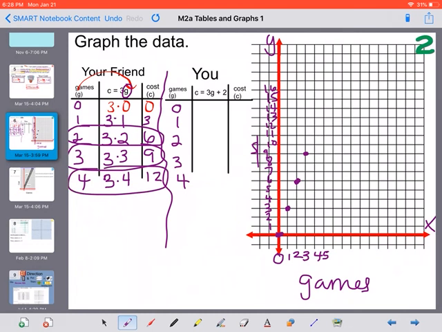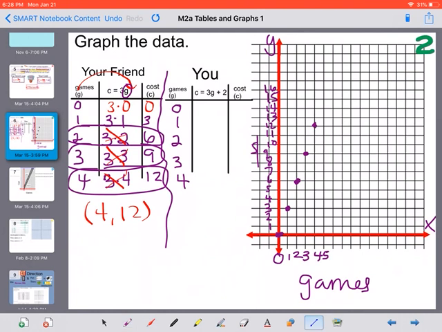So when I'm graphing my information, I'm not graphing this information in the middle, that's just helping us get to our answer. So this 4, 12 is really (4, 12), written as an ordered pair. 4 games would cost us $12.